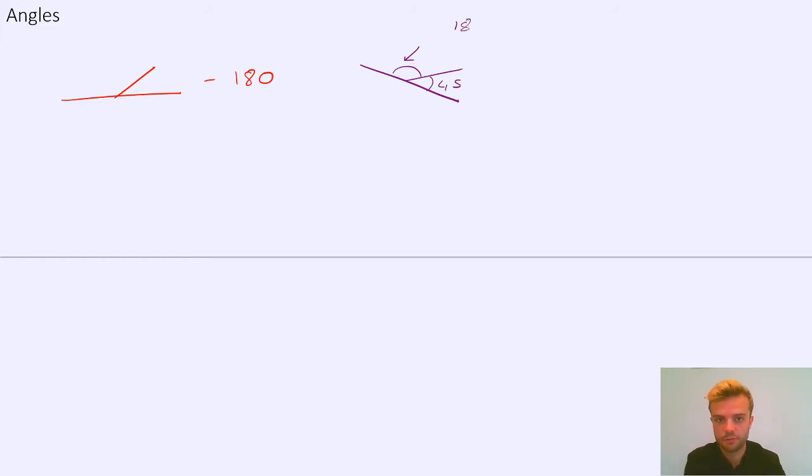And the calculation you would do for that is 180, take away 45, which is 135, which means this angle has to be 135 degrees, because that's what you add to 45, so it's 180.